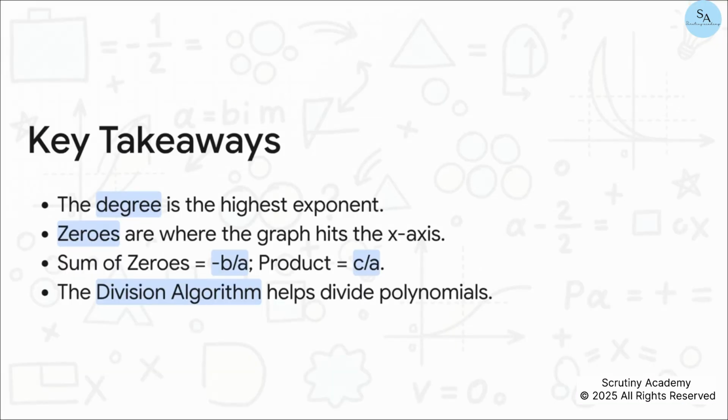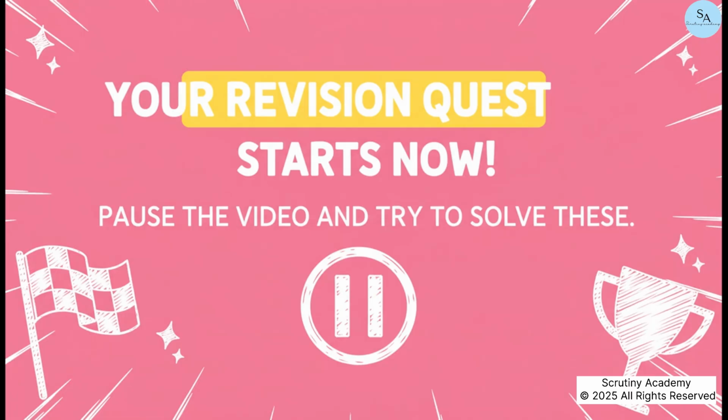1. The degree, that's just the biggest exponent you see. 2. The zeros, that's where the graph physically crosses the x-axis. 3. Those magic formulas for a quadratic, negative b over a and c over a, are your best friends for exams. And 4. The division algorithm is just the same old division rule you've known for years. Got it? Awesome. Okay, your turn.